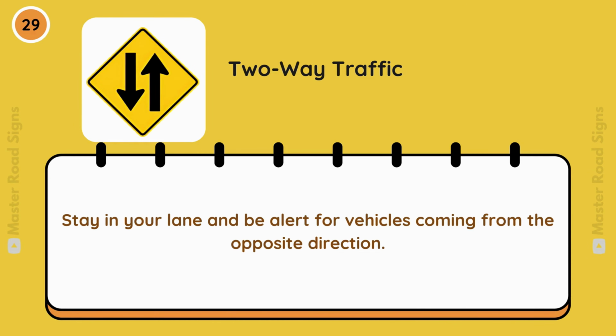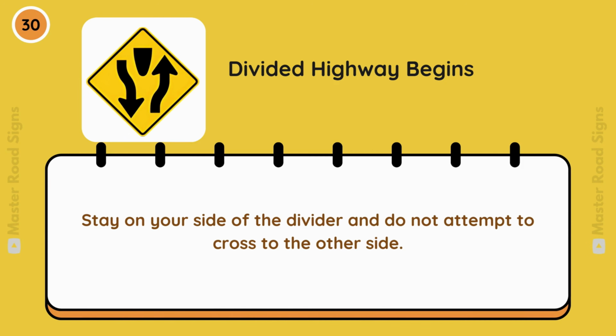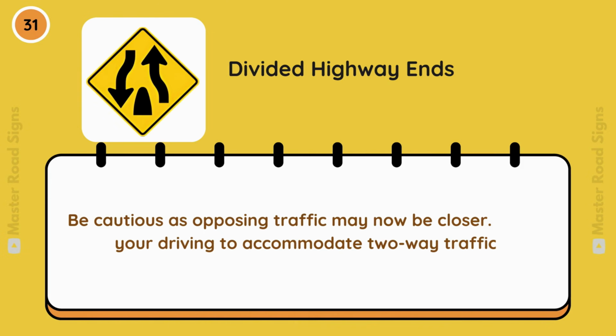Two-way traffic sign. Drivers must stay in their lane and be alert for vehicles coming from the opposite direction. Divided highway begin sign. Drivers should stay on their side of the divider and not attempt to cross to the other side. Divided highway end sign. Drivers should be cautious, as opposing traffic may now be closer. Adjust your driving to accommodate two-way traffic.